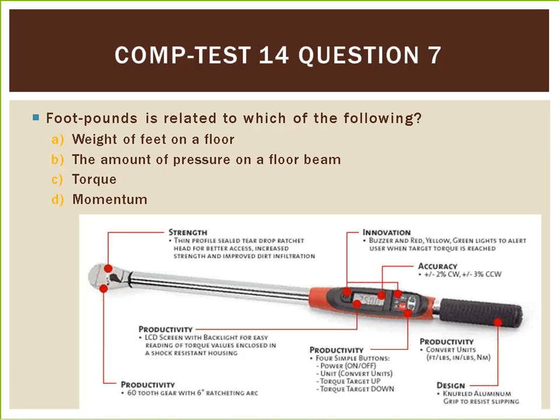Answer C is the best answer here, because foot-pounds is the unit of measurement of torque, which is used to specify the tightness of a bolt. A is incorrect, because weight is a measurement of the magnitude of force exerted on the floor. Answer B is incorrect, because pressure is measured in pounds per square inch. Answer D is the incorrect answer, because momentum is a product of mass and velocity. A speeding dump truck would take longer to stop due to its heavy weight, is an example.